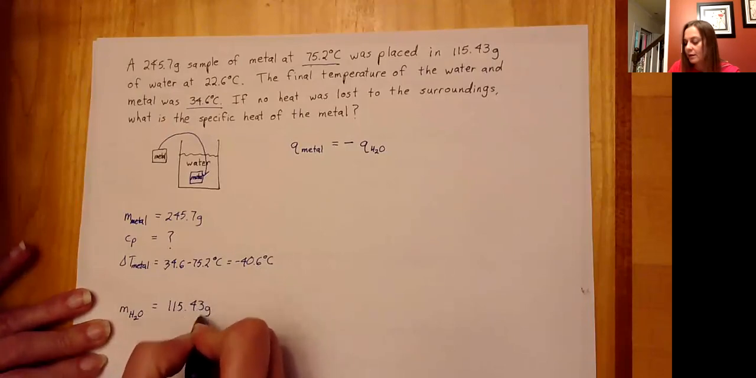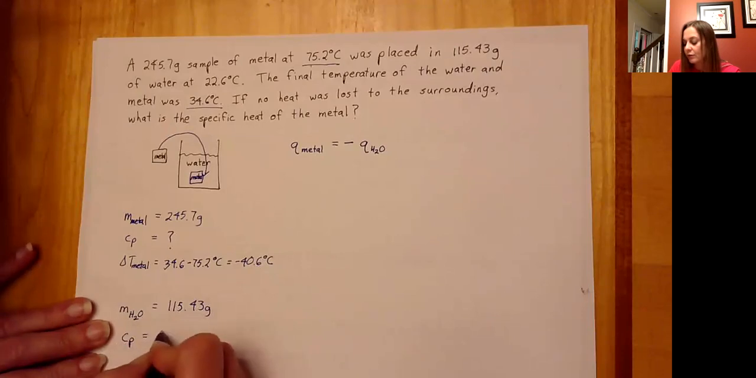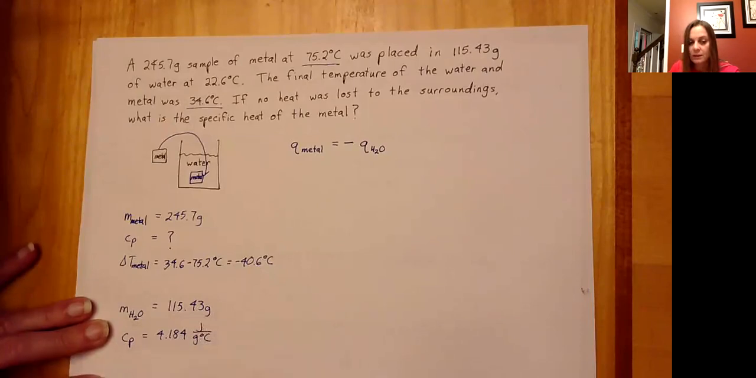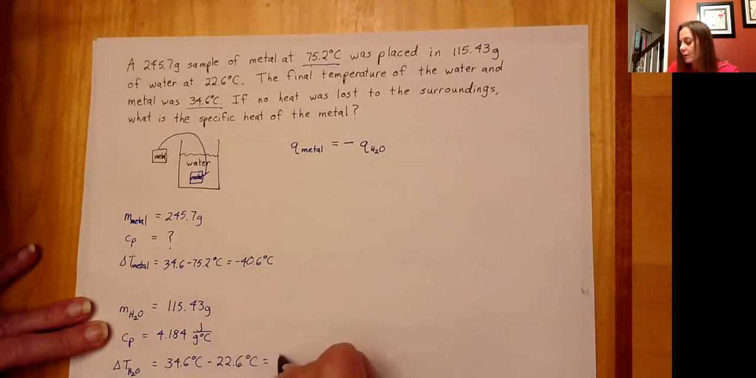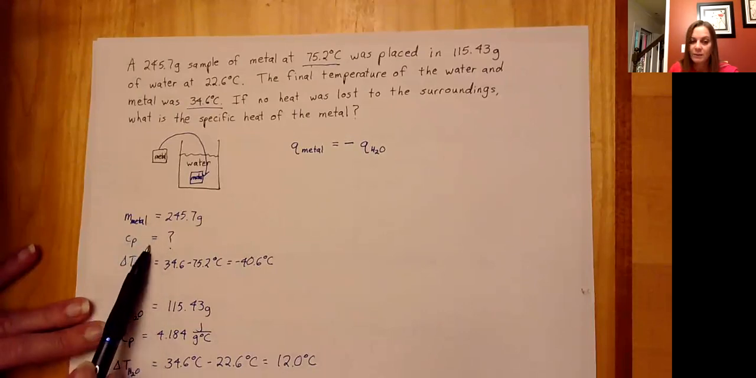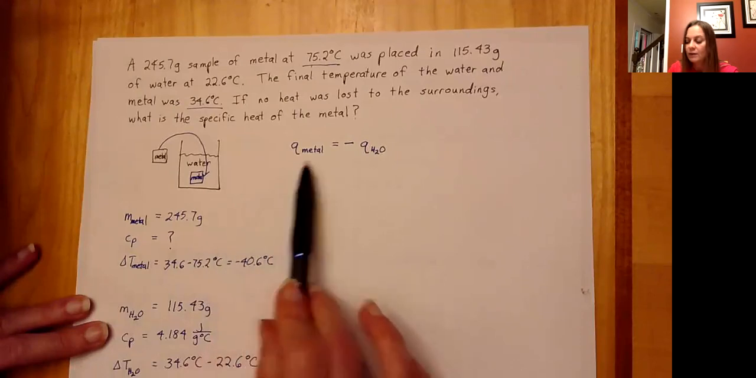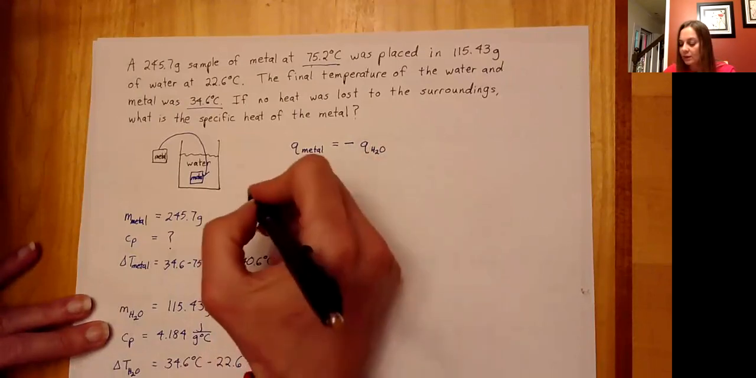The mass of the water, we're told, is 115.43 grams. The specific heat of water is 4.184 joules per gram degree Celsius. And the delta T, or the change in temperature of the water, is 34.6 degrees Celsius minus 22.6 degrees Celsius, which is equal to 12.0 degrees Celsius. So now we have all of the pieces of our heat equations: mass, specific heat, and delta T. And we know that they are equal and opposite. So we're just going to go ahead and plug in all those values.